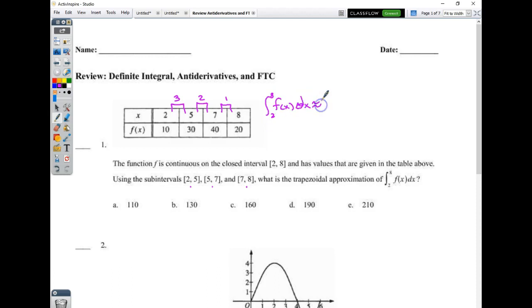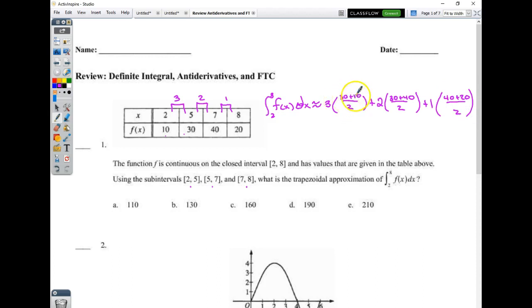is approximately, and we can write down the trapezoids. So this would be a base 1 and a base 2 for this first region. So we have a height of 3, times 30 plus 10 over 2, plus the second interval between 5 and 7 would be 2, times 30 plus 40 over 2, plus the final interval with a height of 1, times 40 plus 20 over 2.